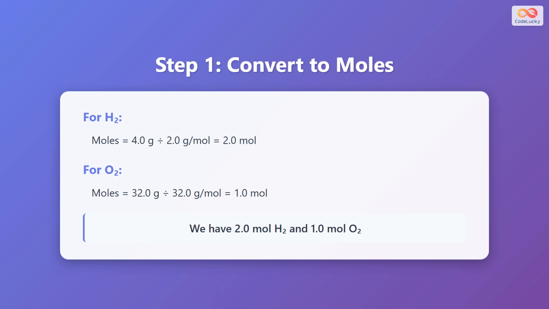First, we convert the given masses to moles. For hydrogen, we have 4.0 grams divided by the molar mass of 2.0 grams per mole, which equals 2.0 moles of hydrogen. For oxygen, we have 32.0 grams divided by the molar mass of 32.0 grams per mole, which equals 1.0 mole of oxygen. So we have 2.0 moles of hydrogen and 1.0 mole of oxygen available for the reaction.